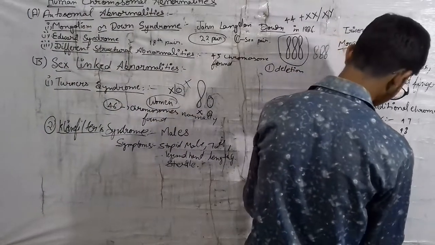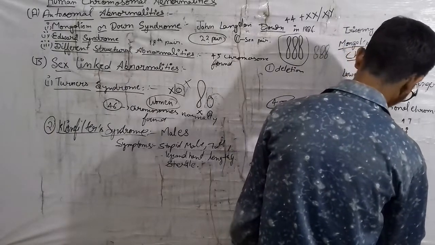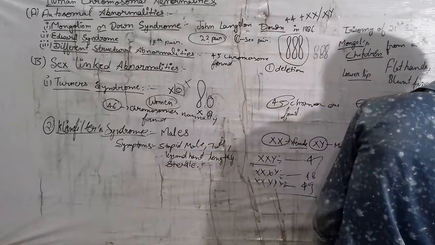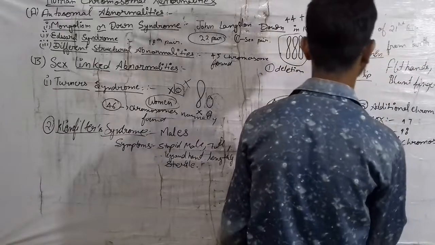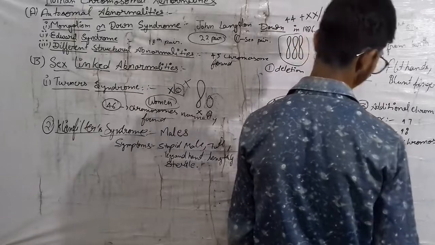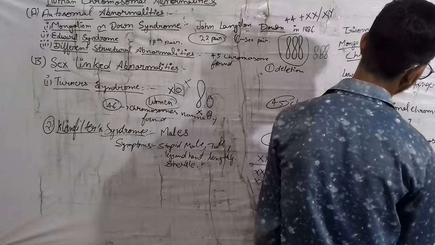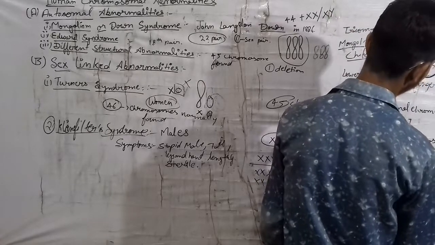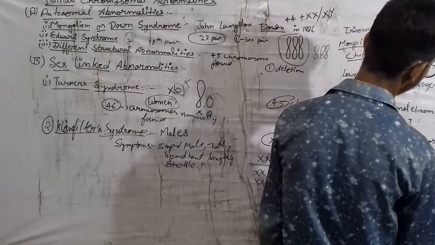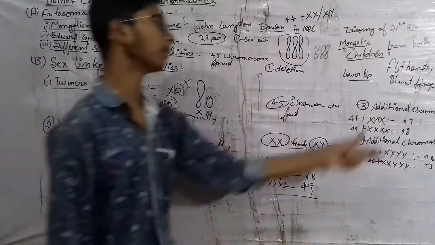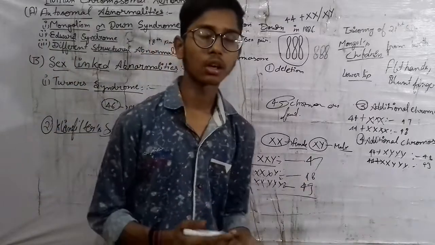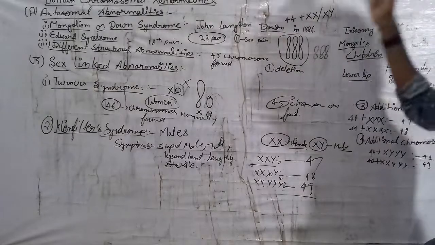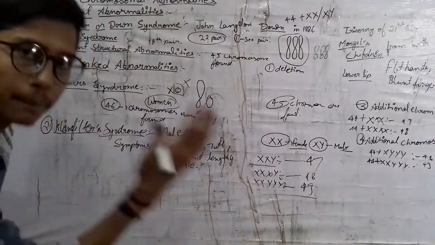And the fourth one is additional chromosomes in males, likely 44 plus XYYY. In this type of syndrome, one or more than one additional chromosomes are found in males, and it is called additional chromosomes in males. These are some abnormalities related to human chromosomal abnormalities.